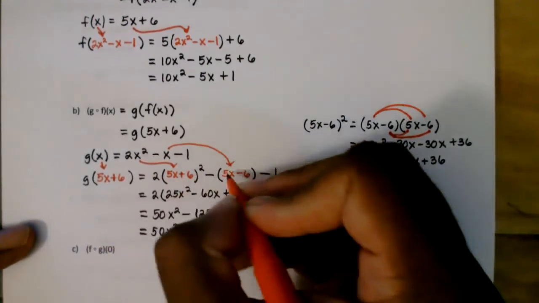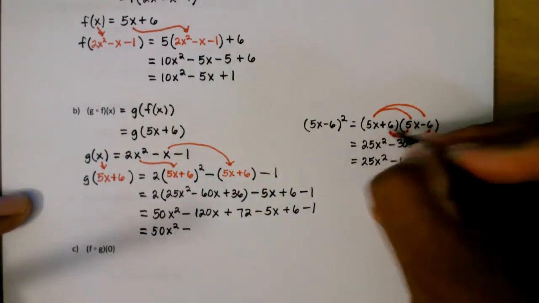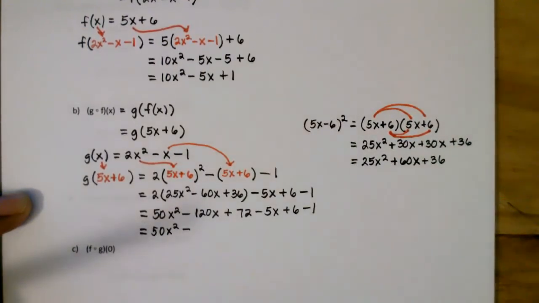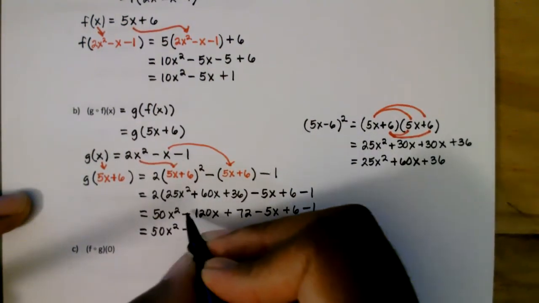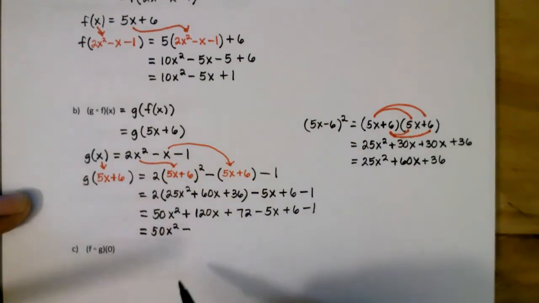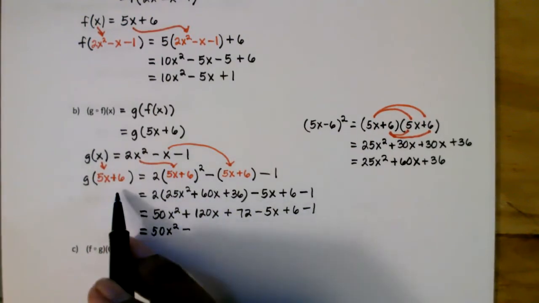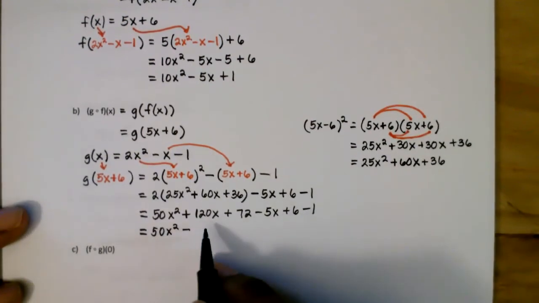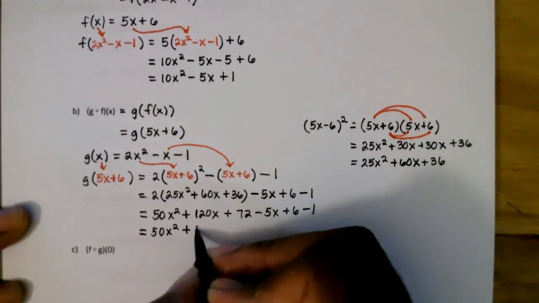Okay. And that's going to change the middle term to a plus. So this would be plus 30x, and a plus 30x will make that a plus 60x. Okay. And that's going to make minus 120x a plus here. I just made a mistake here. It was 5x plus 6, not 5x minus 6. Okay. So negative 100, plus 120x minus 5x would be a plus 115x.